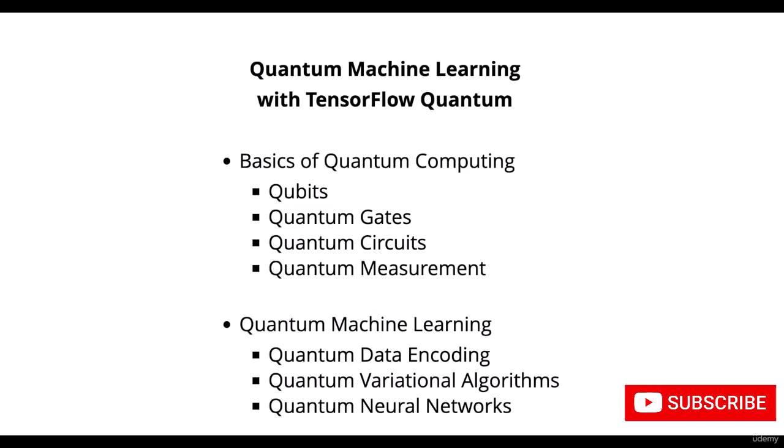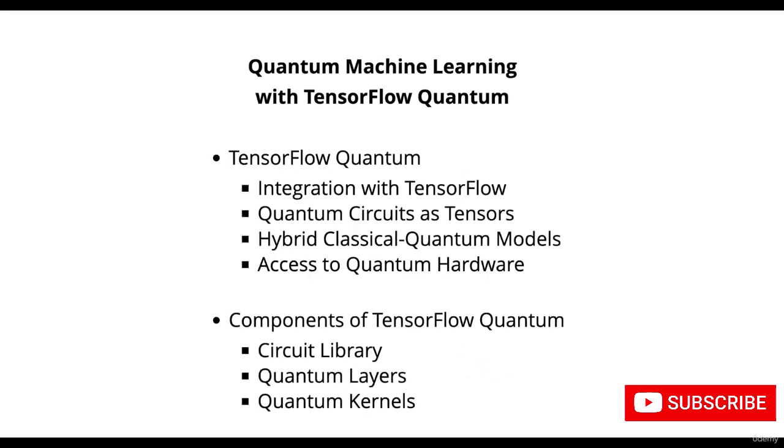Quantum neural networks are models that combine classical and quantum layers to perform learning tasks using techniques like quantum gates and parameterized circuits. Let's go into TensorFlow Quantum. Integrating with TensorFlow. So TFQ seamlessly integrates with TensorFlow, allowing users to combine classical and quantum operation within the same computational graph. The quantum circuits as tensors represent quantum circuits as TensorFlow tensors, enabling automatic differentiation and optimization using TensorFlow's gradient-based optimization algorithm.